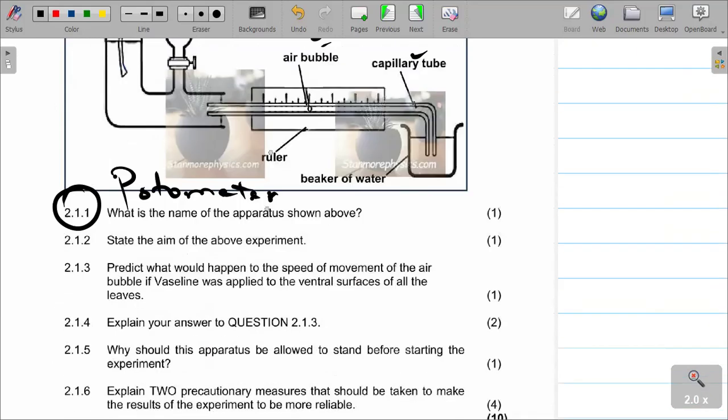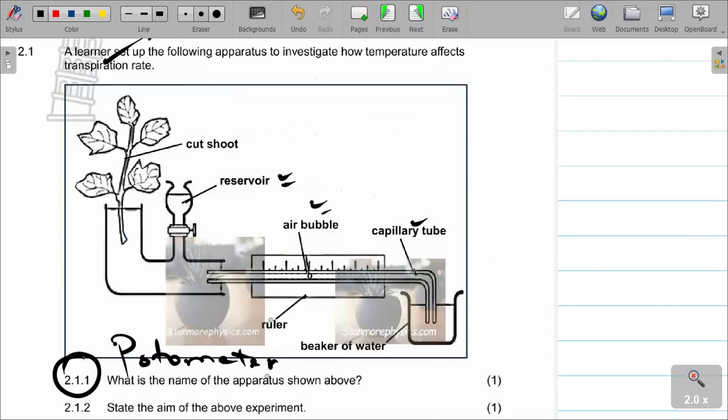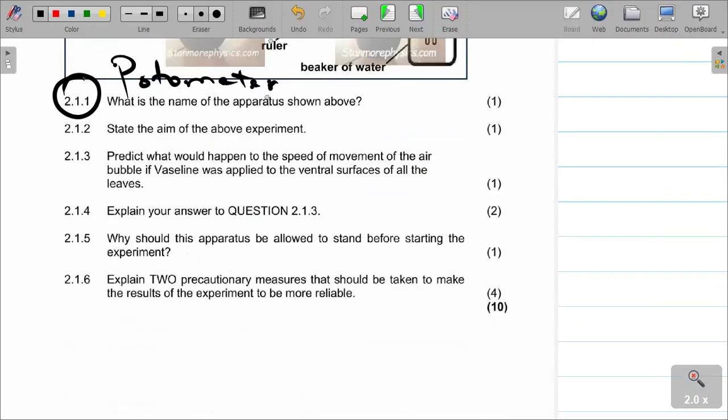State the aim of the above experiment. The aim is that we are going to see the speed of movement of the air bubbles. If the air bubbles move, we determine how temperature is affecting transpiration. We are investigating how temperature affects transpiration. So the aim is to determine the effect of temperature on the rate of transpiration.